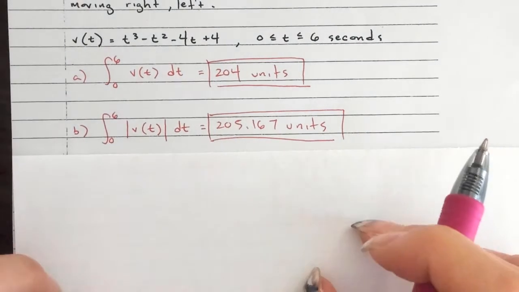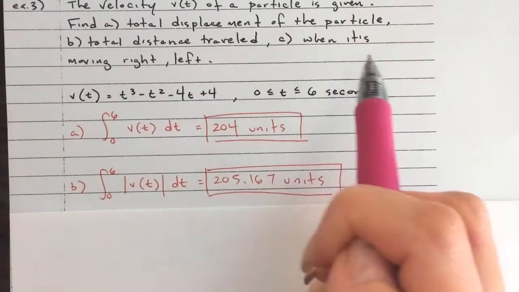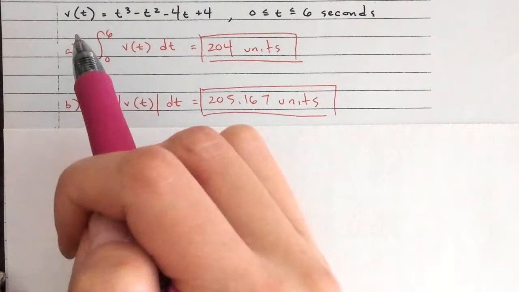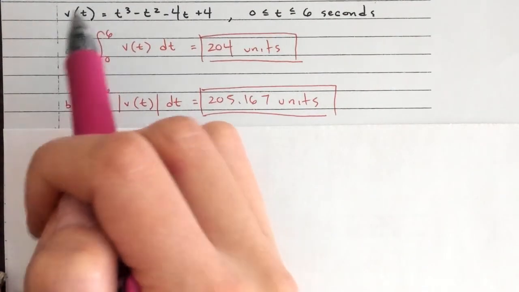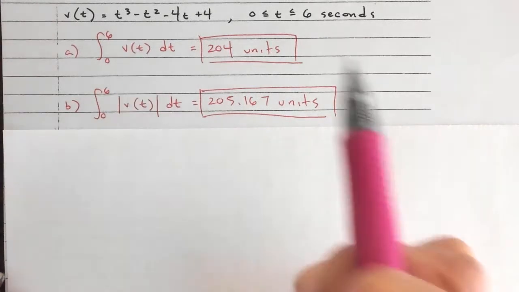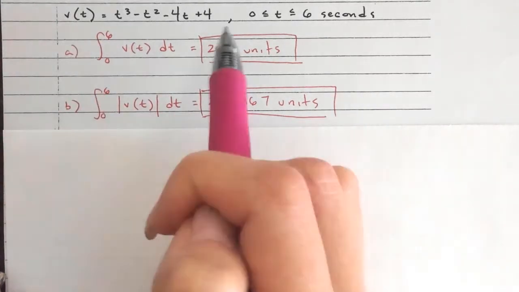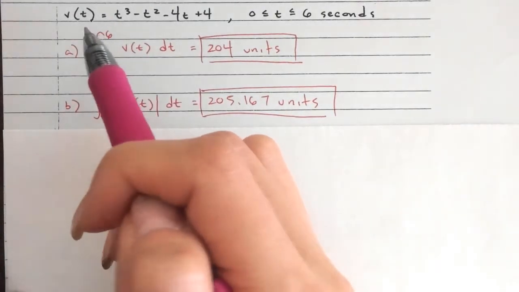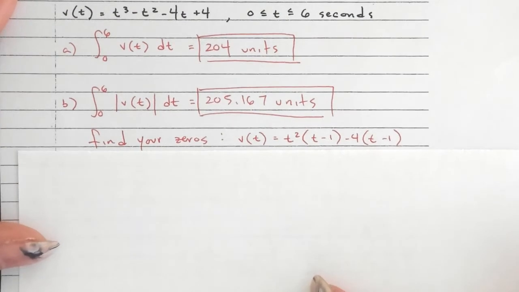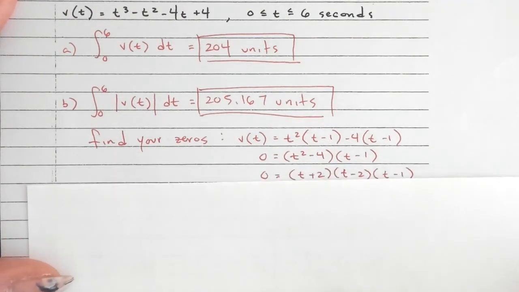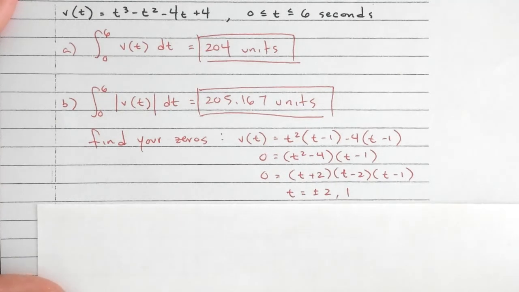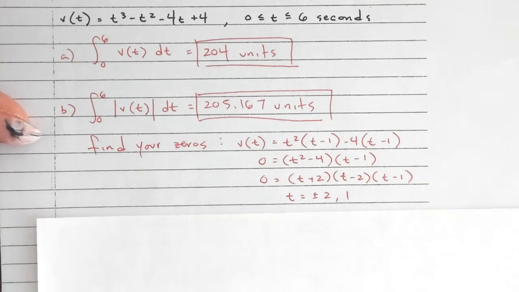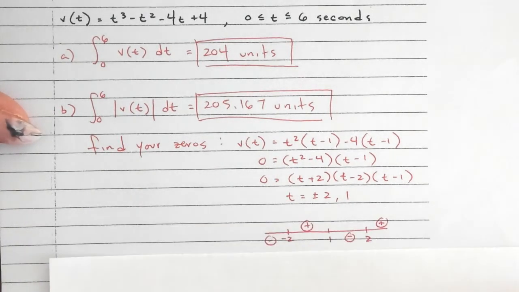And then how would you find C? So for C, when is it moving to the right and left? It's been a while, but how do you figure out when the particle is moving to the right and the left? It depends on when the velocity equals 0, because that's when the particle changes from left to right or right to left. So you have to set the velocity equal to 0, find your zeros, and then factor, and you get plus or minus 2 and positive 1. What do you do after that? Well, for right and left, you need that little number line. So you draw your little number line.